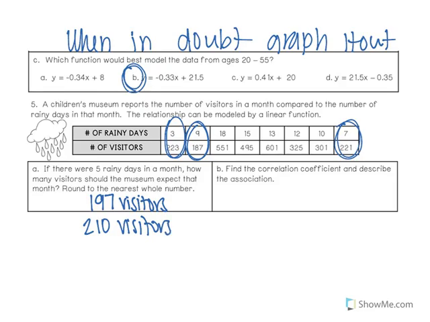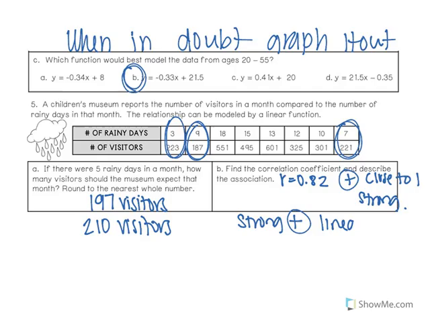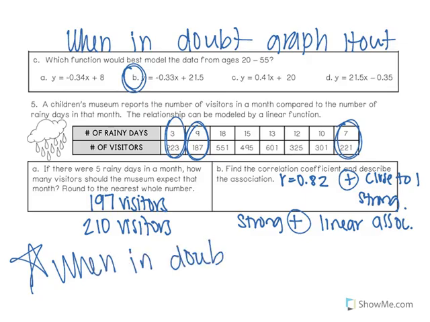Find the correlation coefficient and describe the association. When in doubt, graph it out, and you find that R is equal to 0.82. That is a positive association, close to 1, which means it's strong. So there's a strong positive linear association. I want to keep in mind that when in doubt, graph it out here, especially with that correlation coefficient. That's going to be really important for you guys.